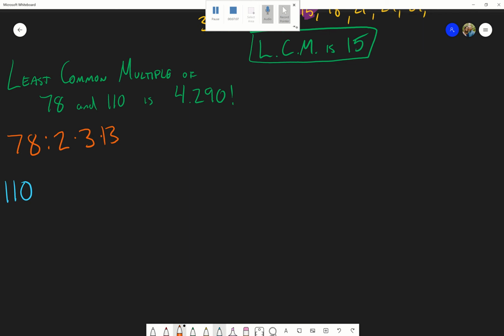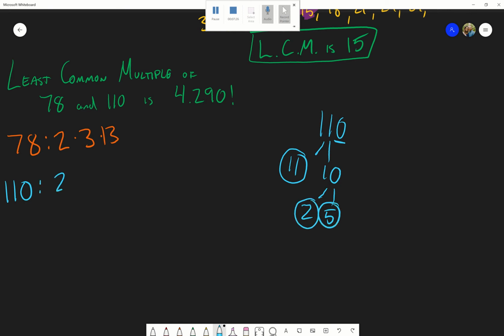All right, then we break down 110. 110 breaks down into 11 times 10. Remember, the zeros are good here. 11 is prime. 10 breaks down into 2 and 5, which are both prime. And therein is our prime factorization: 2 times 5 times 11. Yikes. This is not a fun one.